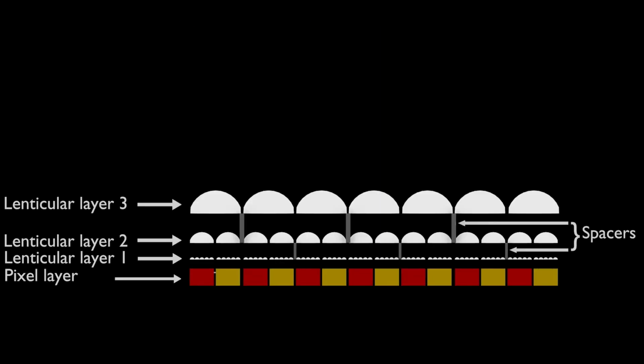The 3 lenticular layers are separated from each other by transparent spaces. With the rapid advancement of 3D printing, it is possible that all three lenticular layers together with their spacers can be printed as a single unit, thus reducing the complexity of the production process.